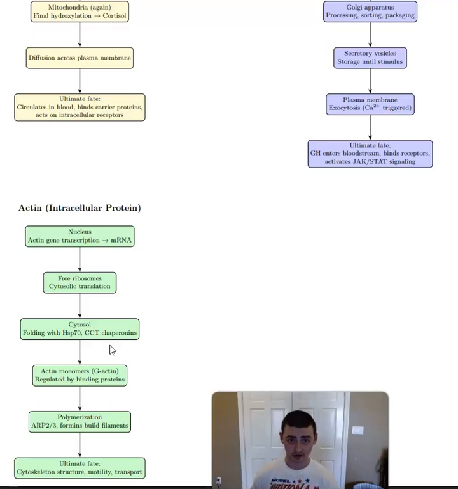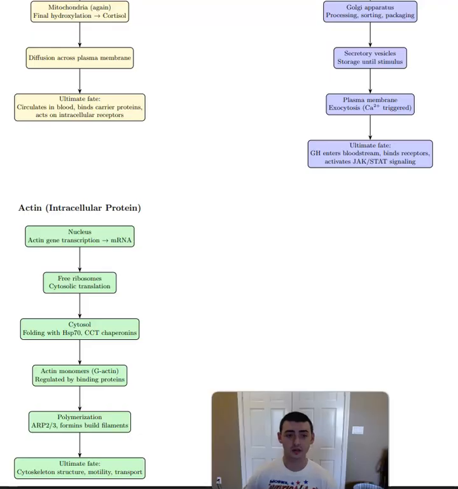The cell carefully regulates these monomers with actin-binding proteins, and when needed, actin monomers polymerize into filaments, with the help of Arp2/3 complexes and formins. The final fate of actin is as part of the cytoskeleton, where it provides cell shape, supports intracellular transport, and drives motility.